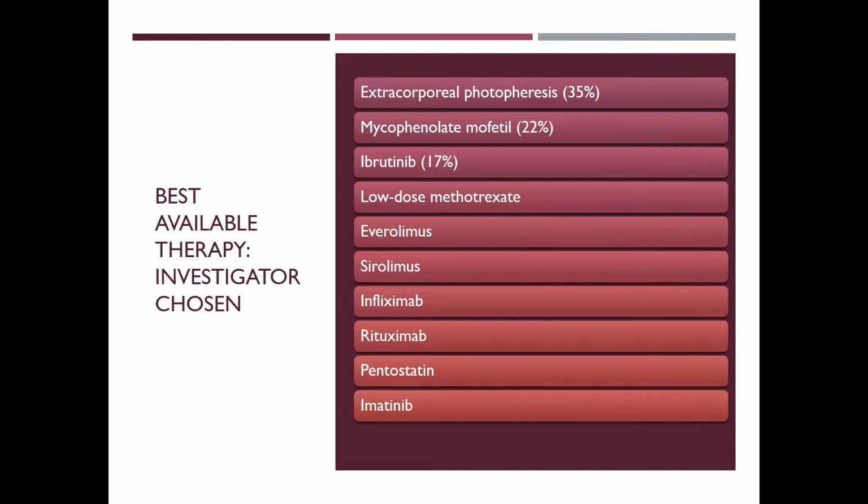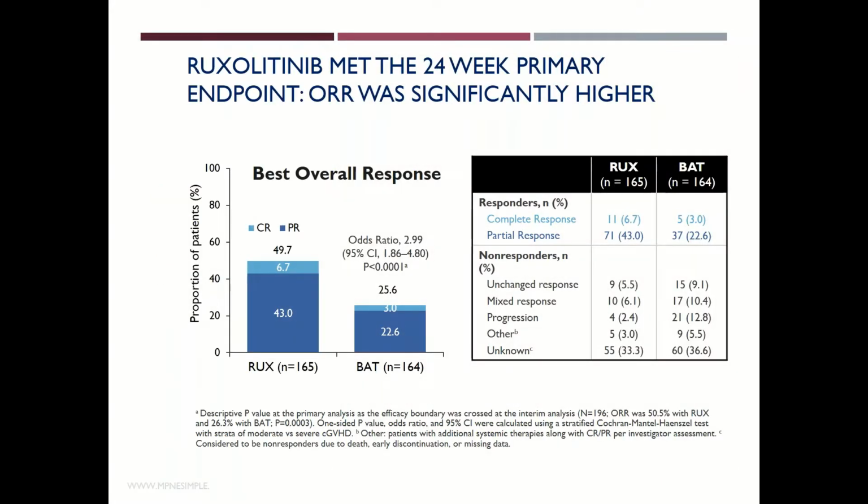An important note about best available therapy. Investigators in the study were able to select their preferred agent. The majority of investigators used ECP, followed by MMF, Ibrutinib, and a smattering of other medications as listed on the slide. This was, of course, a very positive study.